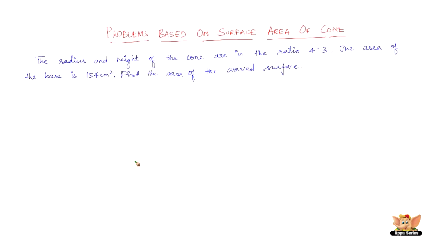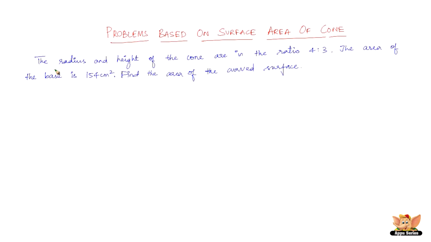In this video, let us continue to solve some problems based on surface area of a cone. The question reads like this. The radius and height of the cone are in the ratio of 4:3. The area of the base is 154 centimeters square. Find the area of the curved surface.